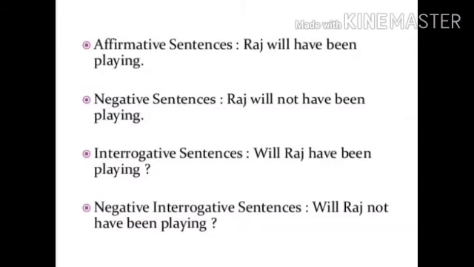Now come to the example. As the affirmative sentence is given here: Raj will have been playing. So Raj is our subject, will have been is the helping verb of future perfect continuous tense, and afterwards we use ing form of the verb.